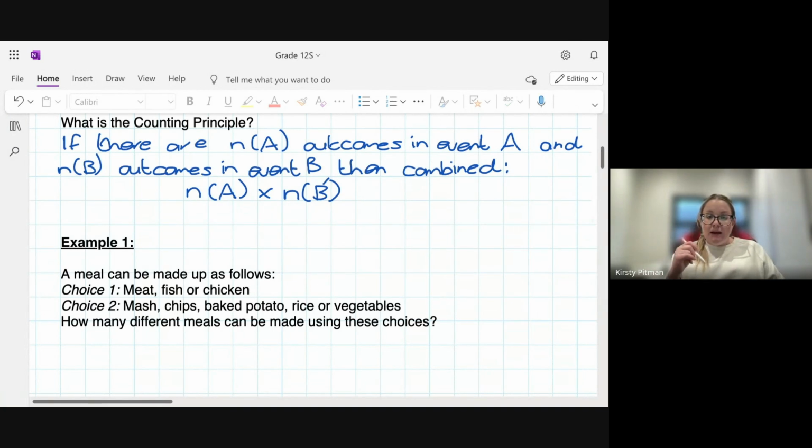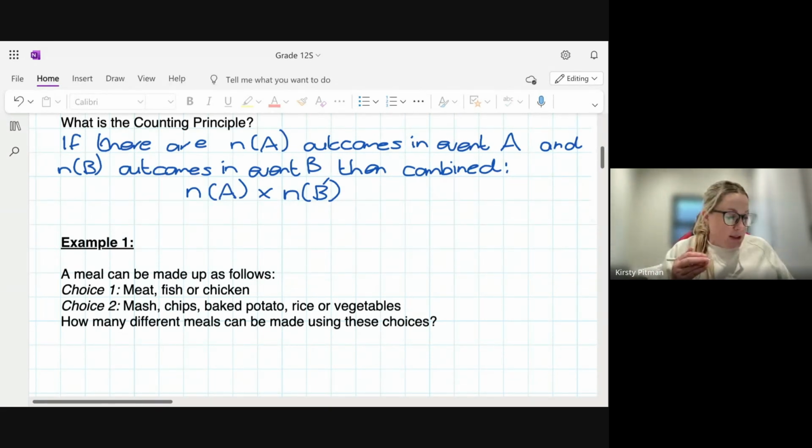How many meals can be made up using these choices? Now, if you were in grade 9 and grade 10, and maybe even the beginning of grade 11, you would have drawn a tree diagram, a decision tree, and you would have seen how many outcomes you get in the end. But guys, that takes a long time. So we're going to use the principle that we've learned so far.